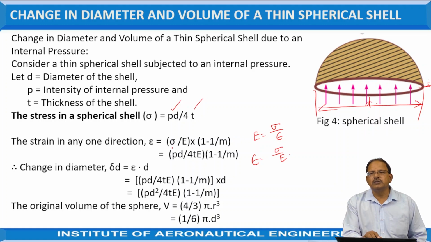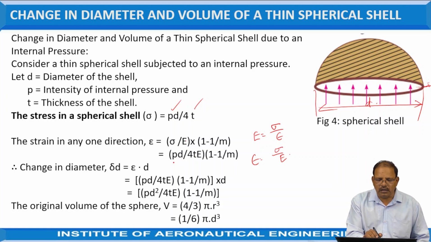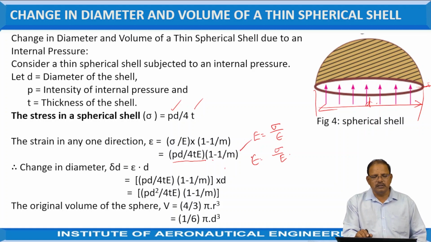So sigma is equal to the stress produced within this spherical shell, which is given by PD divided by 4tE, and already we determined the factor 1 minus 1 by m. Similarly, the change in diameter, because this is nothing but representing the strain, that is change in length to original length, or change in diameter to original diameter.